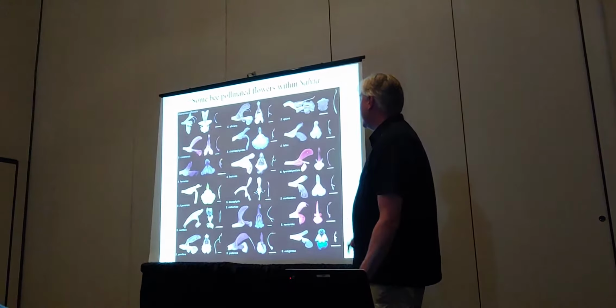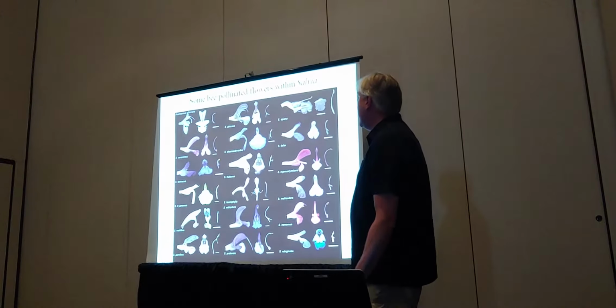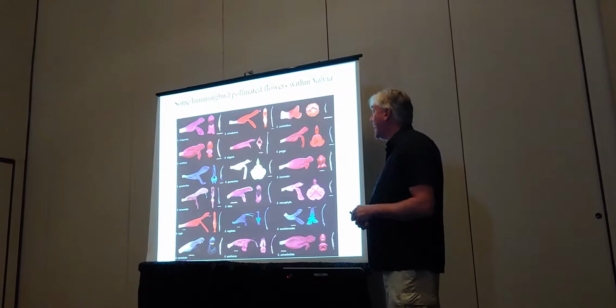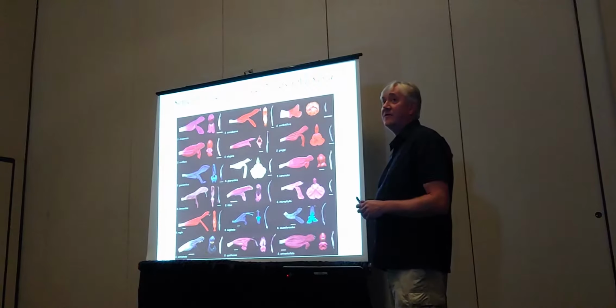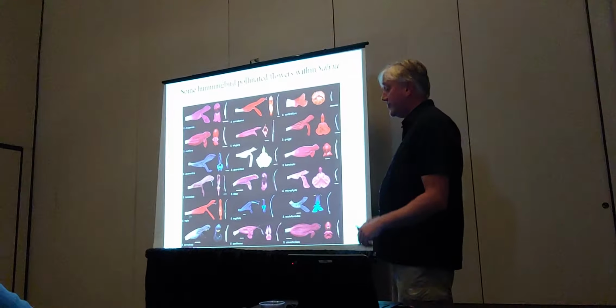Here are some examples of bee-pollinated salvias. You can see there's a bunch of different forms associated with that. Some examples of hummingbird-pollinated salvias, and there are also sunbird-pollinated salvias in South Africa. So this pollination syndrome isn't limited just to hummingbirds.